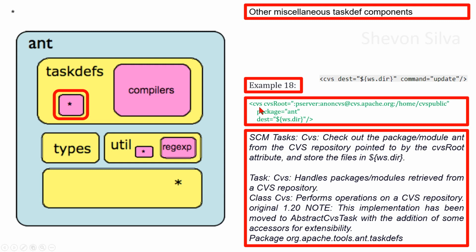With regarding API, class CVS performs operation on CVS repository original 1.20 node. This implementation has been moved to abstract CVS tasks with the addition of some accessors for extensibility. This is in the package org.apache.tools.ant.taskdefs.